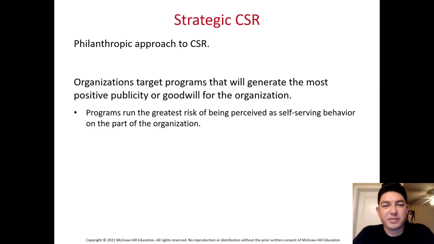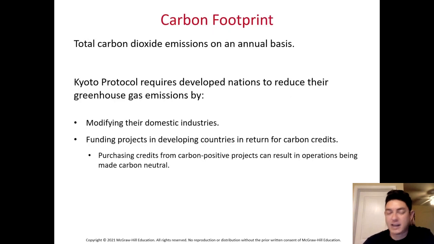Again, when these companies get involved in these philanthropic undertakings, are they self-serving, or do they actually want to generate goodwill for the public, for society? It's a very tricky question. That's why ethics is such an interesting topic.